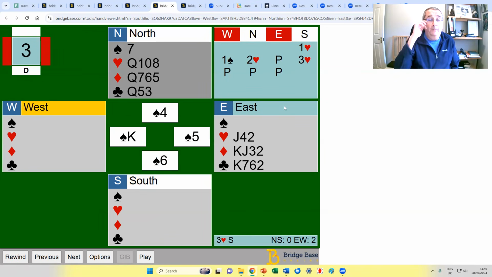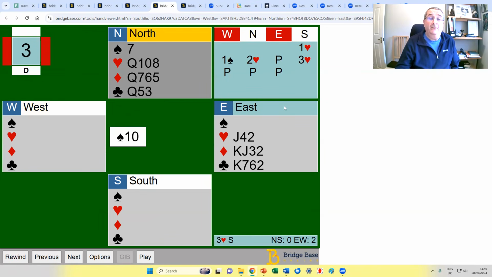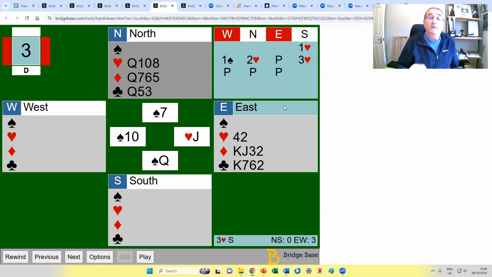So you follow up with a 5 and they play another spade. And obviously they want you to ruff that. So you may as well ruff that high. I don't think the jack of hearts is much use. So we've won the third trick with our jack of hearts.